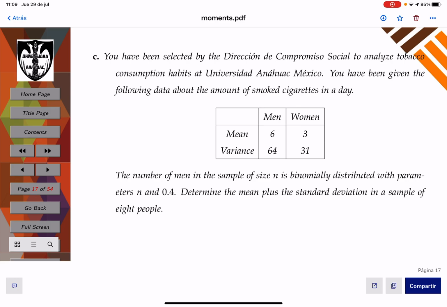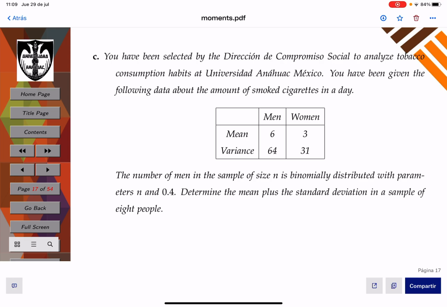So, you have been selected by the Dirección de Compromiso Social to analyze tobacco consumption habits at Universidad Anáhuac, Mexico. You have been given the following data about the amount of smoked cigarettes in a day. For men, the mean of smoked cigarettes is 6 and the variance is 64. For women, the mean is 3 and the variance is 31. The number of men in the sample size n is binomially distributed with parameters n and 0.4. We need to determine the mean plus the standard deviation in a sample of 8 people.